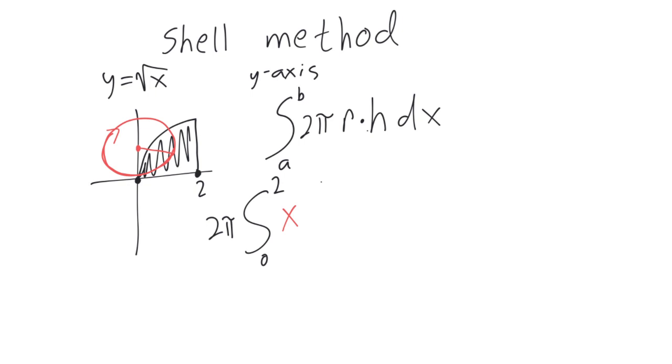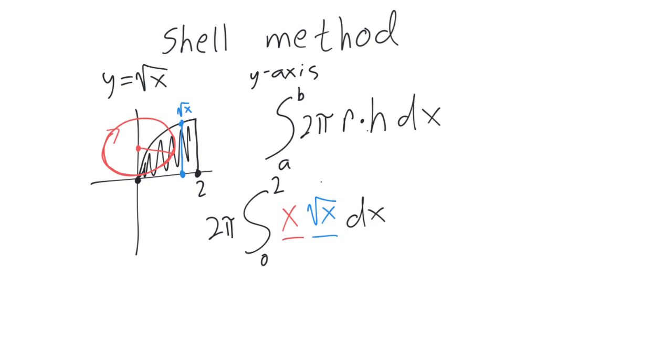Then, what is the shell height? Well, the shell height means for some x value, say here, what is the height of this line? Well, that's just exactly the square root of x because that tells me the height. So we need to take the integral of 2 pi times the radius, which is just x, times the height, which is the square root of x. And we take that with respect to x.